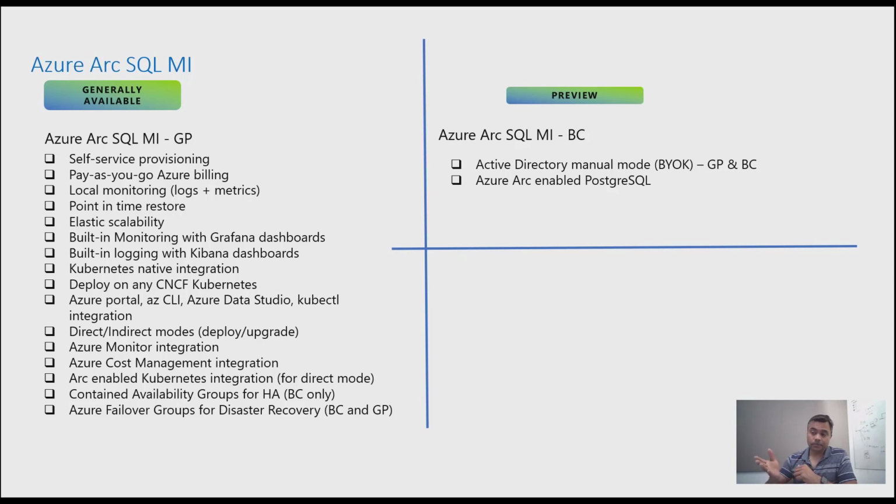Contained availability groups for HA, we'll talk about this in more detail in session 2. And we also have Azure Instance Failover Groups, which is what the DR feature is. We'll talk about that again in the second session.